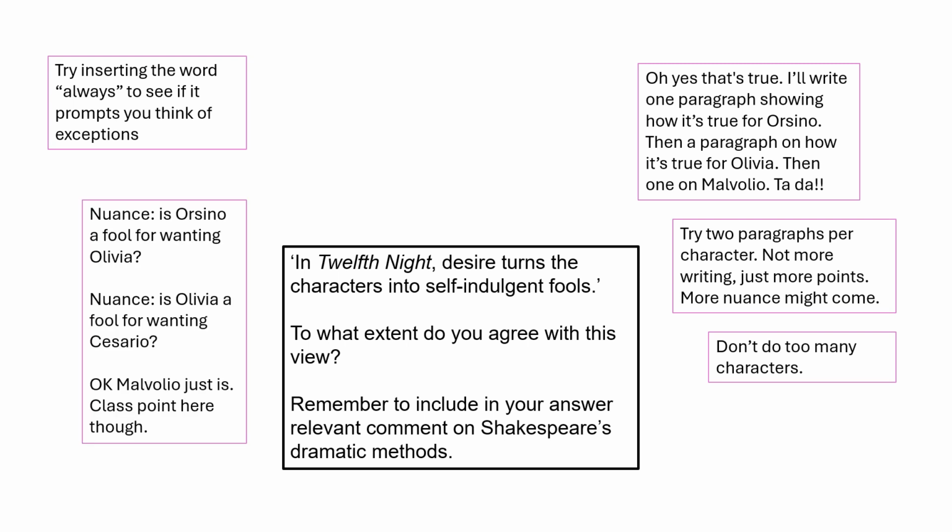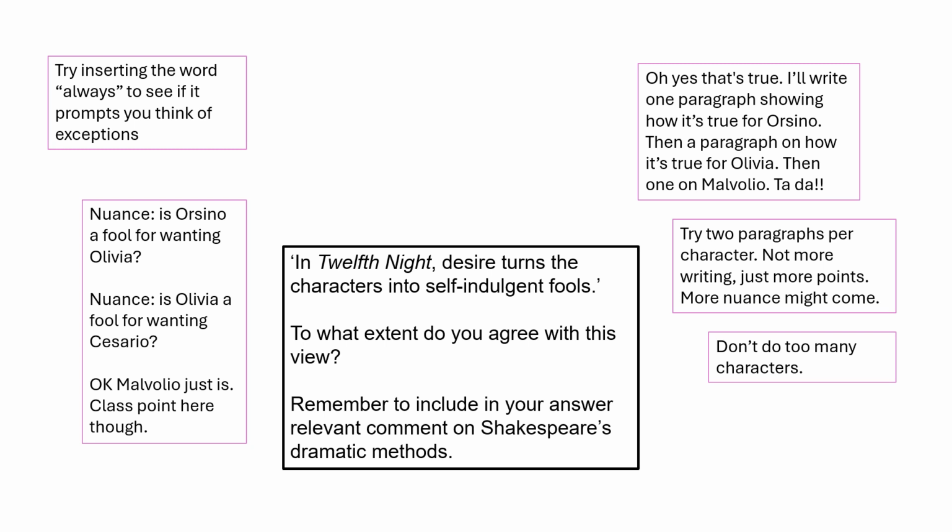Oh, here's another one. I suppose I'm just telling you to think about it a bit more. Is he really? Does it make him a fool to want Olivia? Does it? Is it desire for Olivia, or just desire to do the next thing in life? Is Olivia a fool for wanting Cesario? Is her desire for Cesario, or is it for control of her household? Malvolio, pretty much, yeah, desire does turn him into a fool, but it's okay.